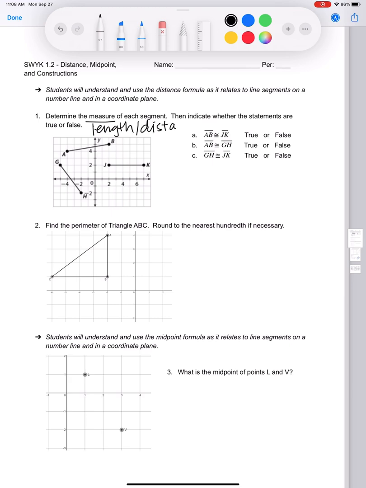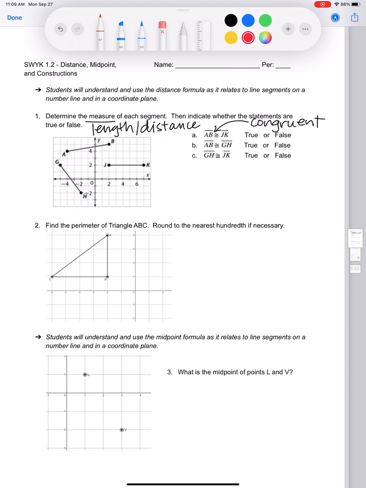So for working on number 1, it says determine the measure of each segment, then indicate whether the statements are true or false. And so I know that measure of a segment is length or distance. So I'm going to be using the distance formula here. Then we have AB is congruent to JK. So these are the statements that we're going to say whether they are true or false. And remember that that symbol in the middle, equal sign with the squiggle, does mean congruent.